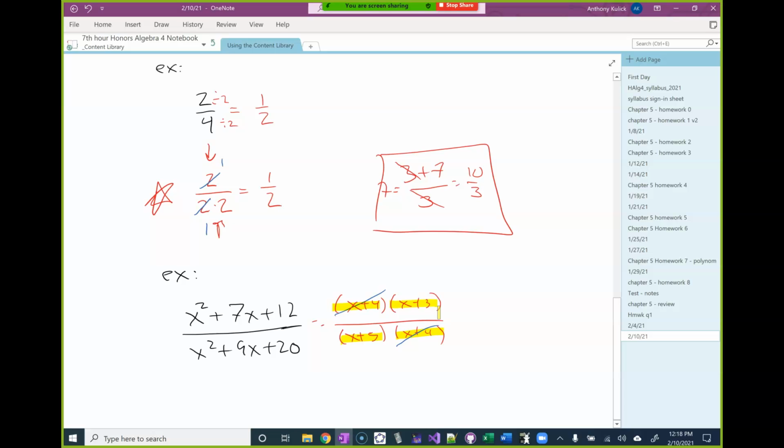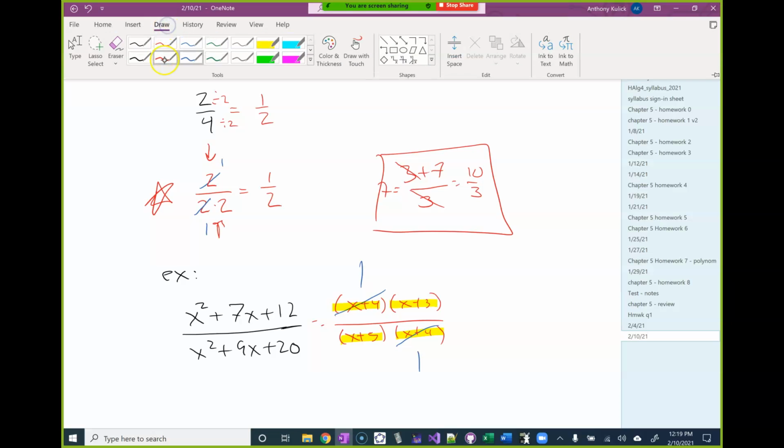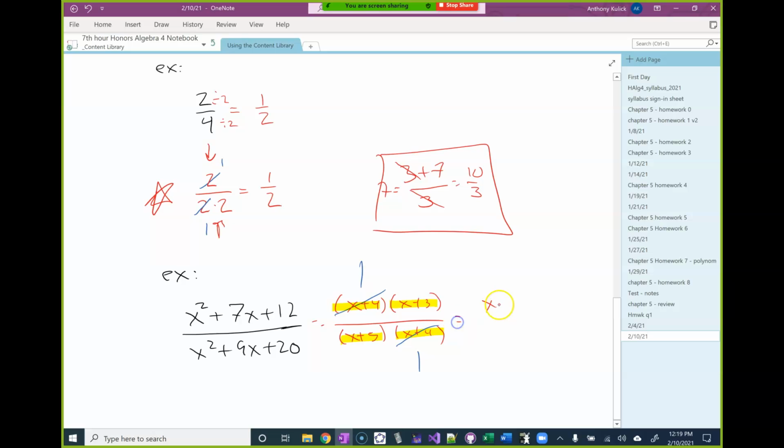Can we cancel things inside the sets of parentheses? No, because there's operations other than multiplication going on inside the sets of parentheses. It's either all or nothing. Does that feel okay? So when we cross these out, really they're becoming 1, right? Because they're dividing away. And what we're left with is x plus 3 over x plus 5.